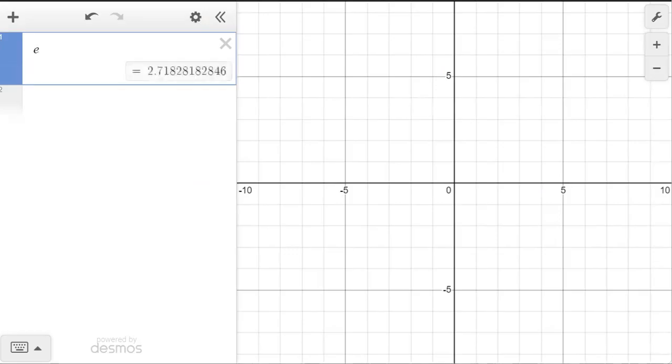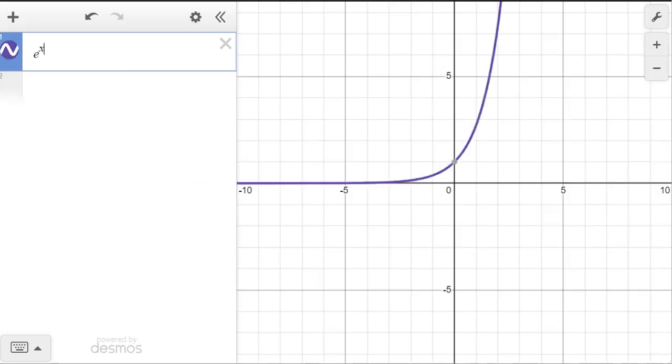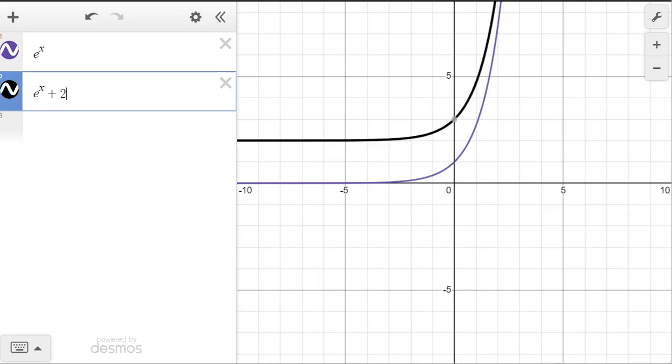Take e to the power x. You see, this is the graph of e to the power x. Now I am plotting the graph of e to the power x plus 2. You see the changes. This was the graph of e to the power x, the black one. See the changes: it is 2 units upward. The y-intercept was 1, but for e to the power x plus 2, the y-intercept is 3.